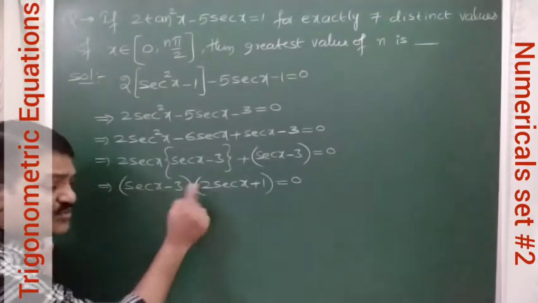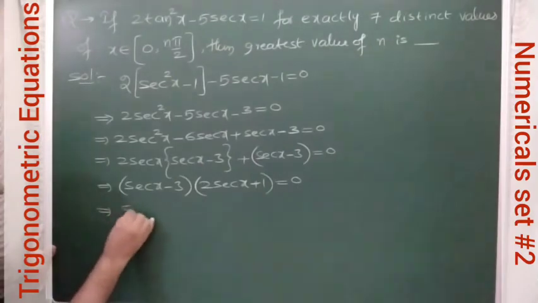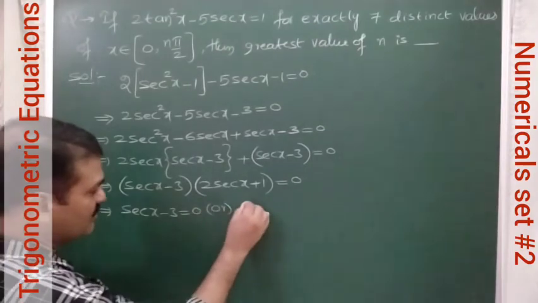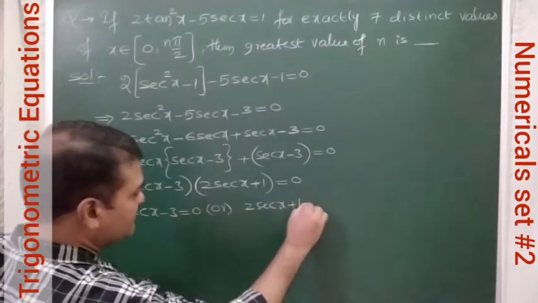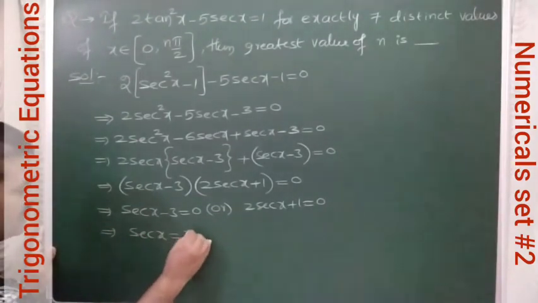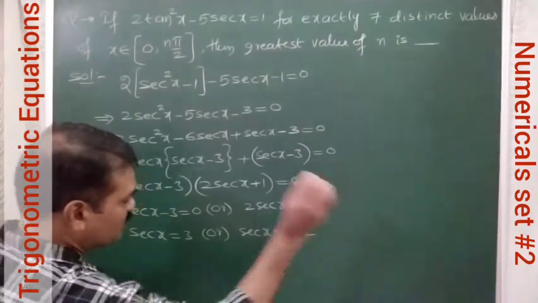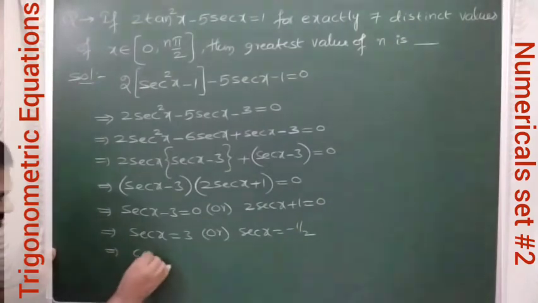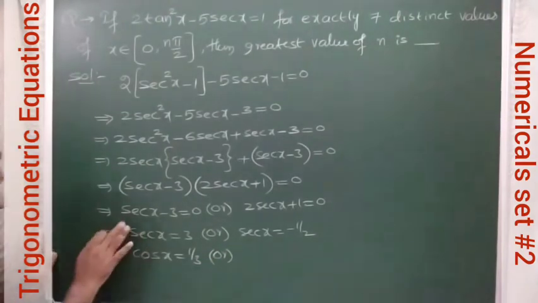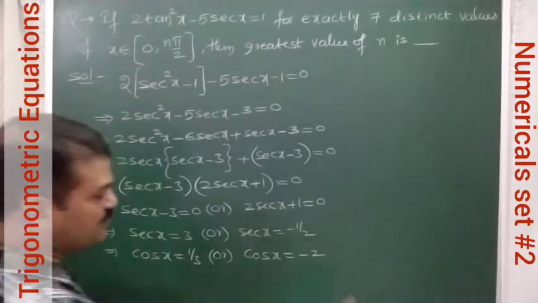So product of these two is 0 means either the first term or the second term must be 0. So secant x minus 3 is equal to 0 or 2 secant x plus 1 is equal to 0. So we get secant x is equal to 3 or secant x is equal to minus 1 by 2. Let us reciprocate this for our convenience. Cos x is equal to 1 by 3 because secant is the reciprocal of cos. And here you get cos x is equal to minus 2.